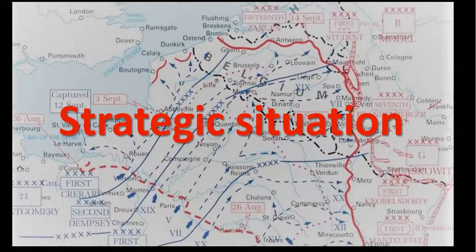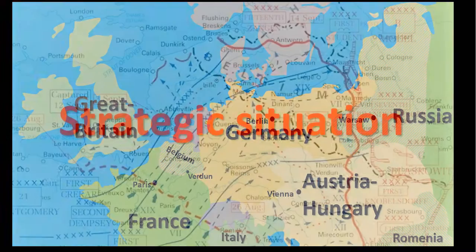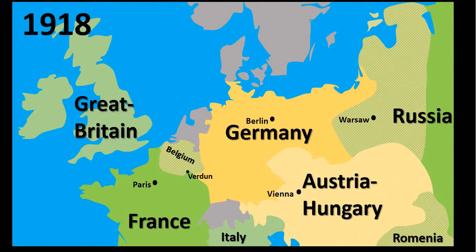First, the strategic situation was different. In the spring of 1918, Germany was in a winning mood. It had held on to the territory captured since 1914, and Russia was knocked out of the war, which meant an end to the two-front war.